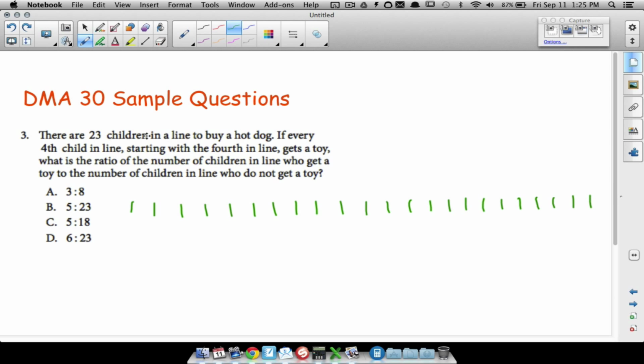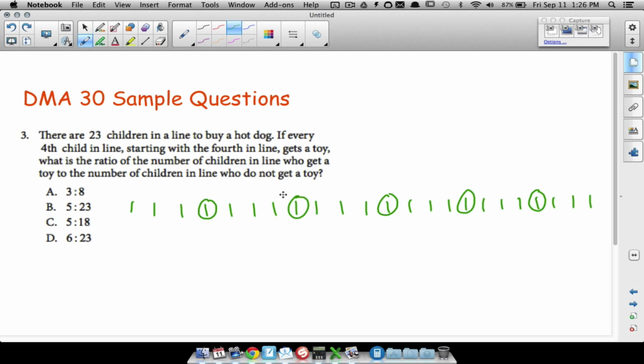Every fourth child, starting with the fourth child in line. So starting from the beginning, 1, 2, 3, 4. I'm going to circle this child because he gets a toy. Next fourth child, 1, 2, 3, 4. And again, 1, 2, 3, 4, and so on. And then 1, 2, 3. Notice we don't have another one to circle here.